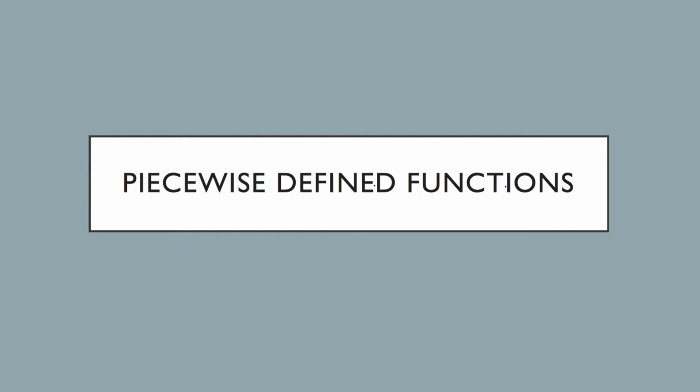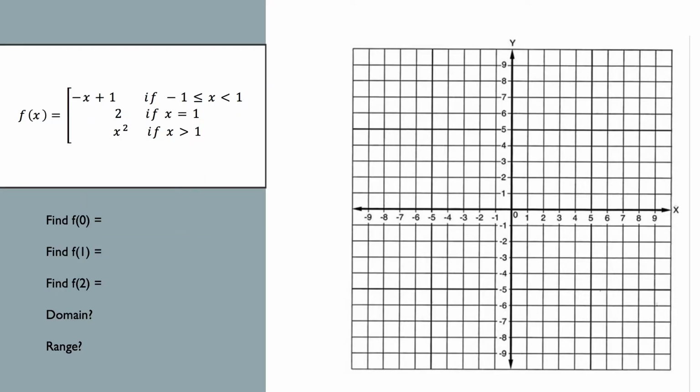We're now going to look at a type of function called a piecewise defined function. A piecewise defined function is a function that is defined differently on different parts of its domain. For example, we have the piecewise defined function, which has three rules.